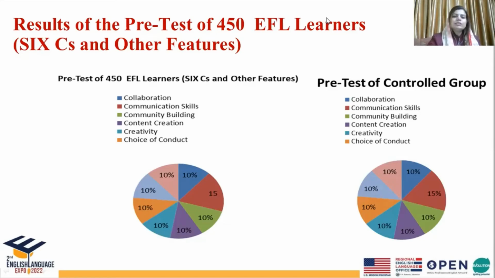As far as the results of the pretest of the 450 EFL learners are concerned, as we have shared, earlier we took the pretest. There were two groups. One was the experimental group. The other was the control group, and you can see the results for all the six C's basic criteria that we have taken up as our framework. And you can see that for most of the criteria the learners scored either 10 or below, or just around 10, or it doesn't cross 20.